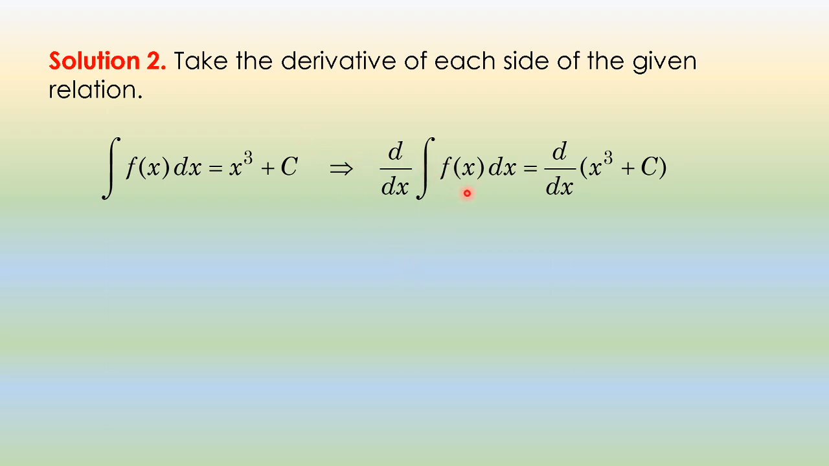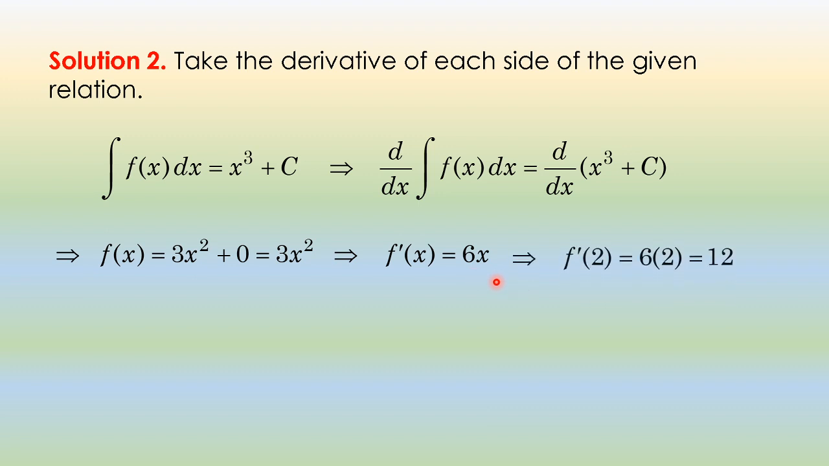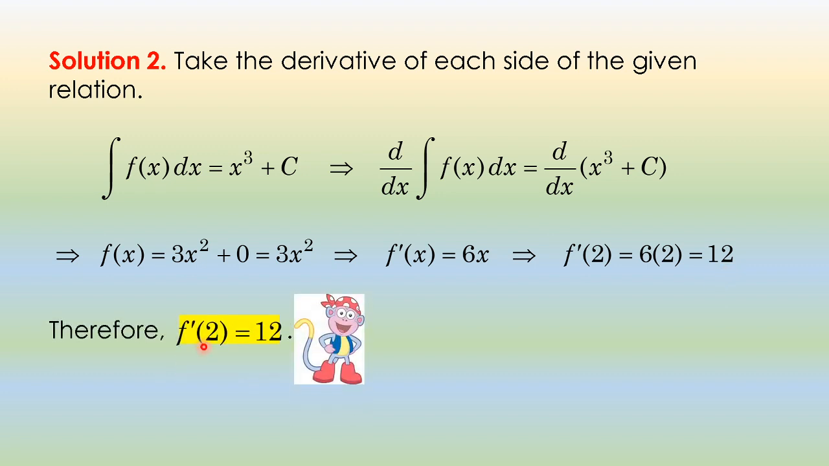But this gives us simply f of x, while the right side is 3x squared plus 0, which is simply 3x squared. Since we know already f of x, which is equal to 3x squared, we can now determine its derivative, which is 6x, from which it follows that the value of this derivative when x is 2 is 6 times 2, which is equal to 12. Therefore, f prime of 2 is equal to 12.